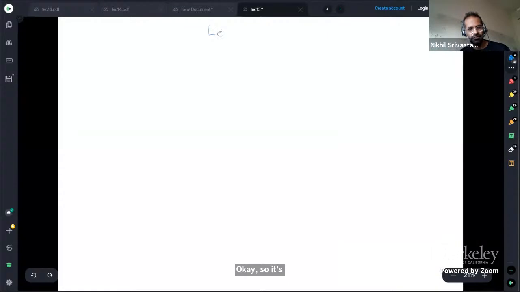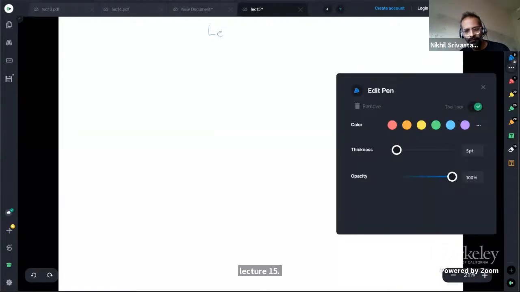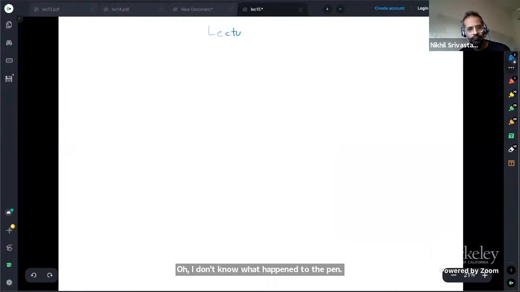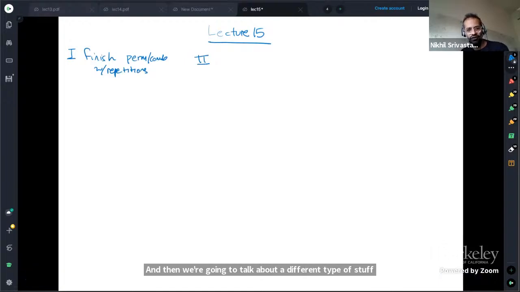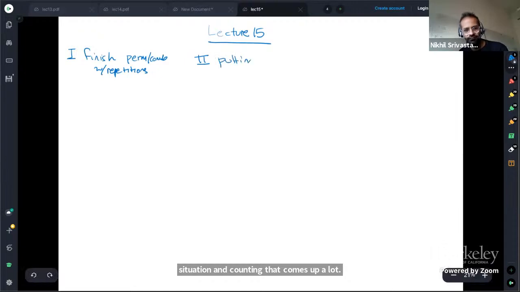Lecture 15. Today we're going to do three things. We're going to finish talking about permutations and combinations with repetitions. And then we're going to talk about a different type of situation in counting that comes up a lot, which is ways to count the number of ways to put a bunch of objects in boxes. So putting objects in boxes.